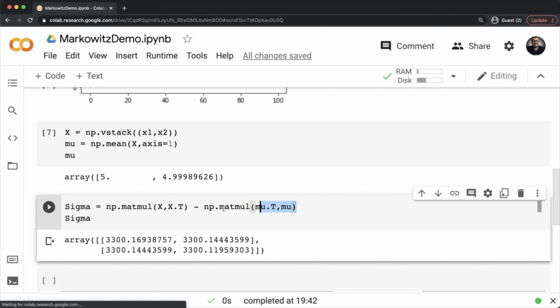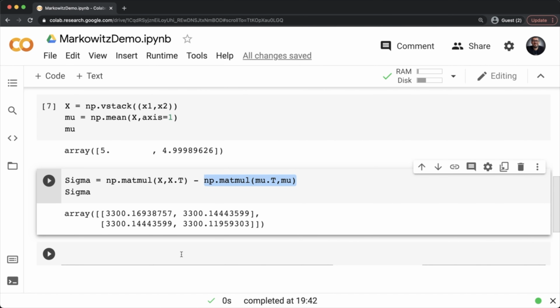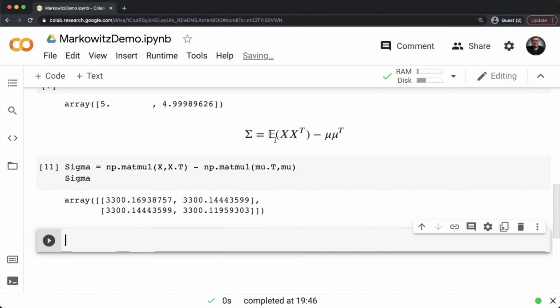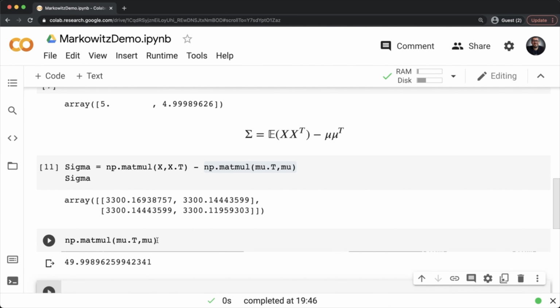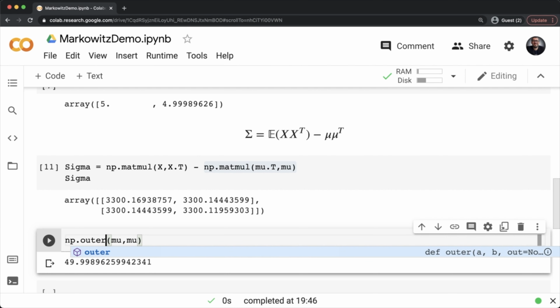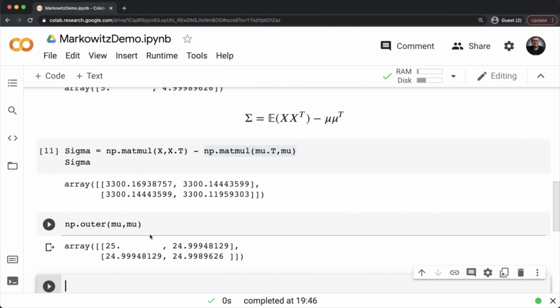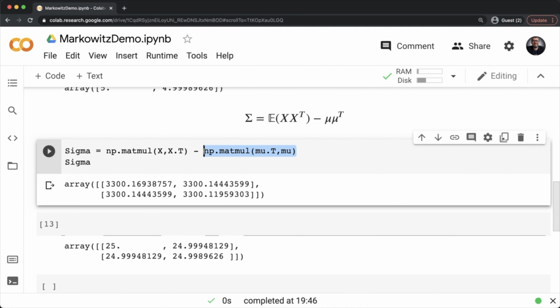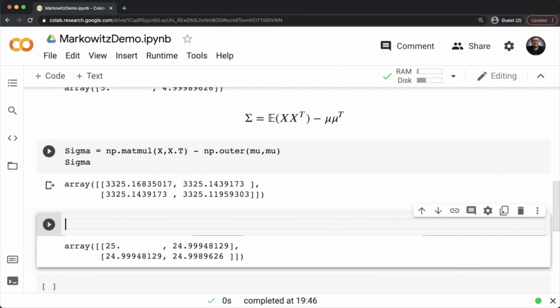Actually, that's not the right way to do it, because the equation right here is the expectation of x times x transpose minus mu times mu transpose. But this performs an inner product, so this is a scalar. However, we need the outer product of mu with mu transpose, so the proper way to do that is using NumPy's outer, that is outer product. So I'm going to replace this over here, and this is my correct sigma.